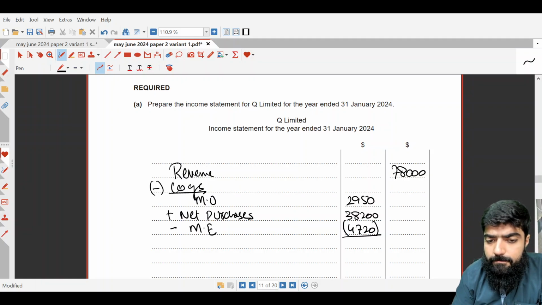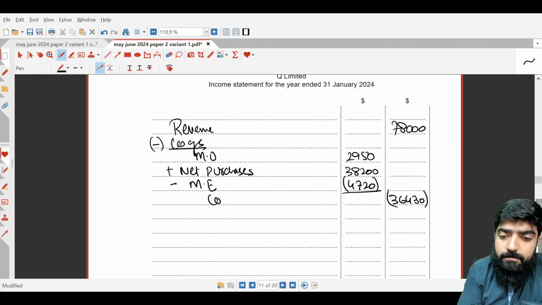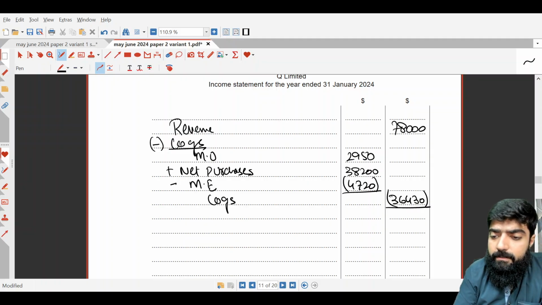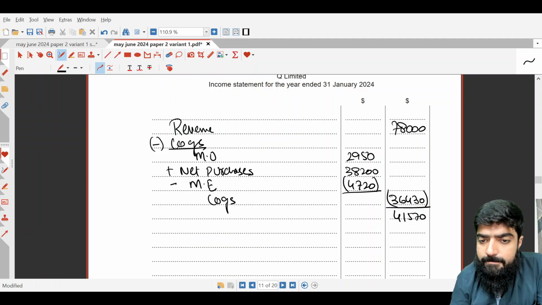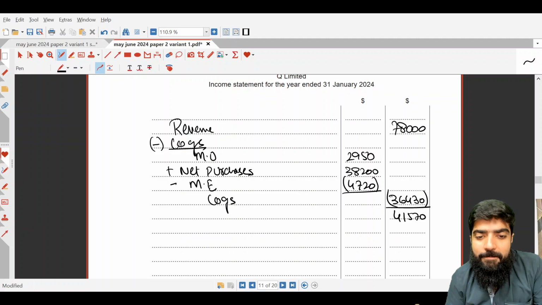So, sir, we get 36,430. This is the cost of goods sold. Then you get 41,570. That is the gross profit, right? Yeah, that's a lot of gross profit. Hopefully the expenses are under.